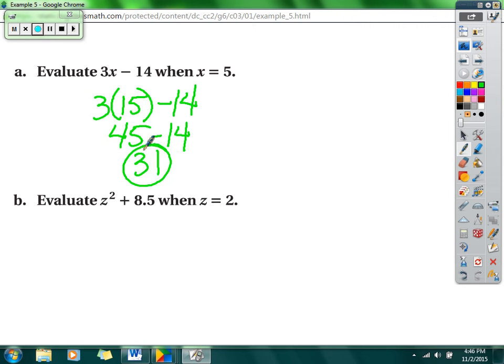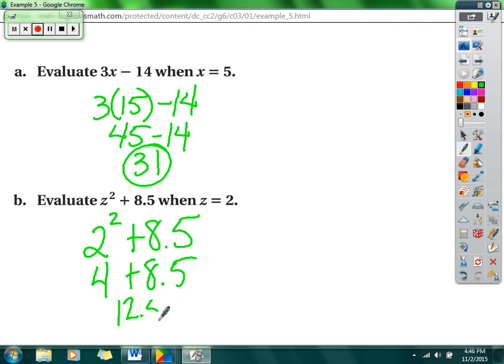Okay, in the second problem, you have two operations. I want you to think about what those two operations are. Hopefully you chose exponents and addition. So z squared is now going to be 2 to the second power plus 8.5. This is a nice refresher on decimals. 2 squared is known as 4 plus 8.5. This is pretty simple, 12.5.